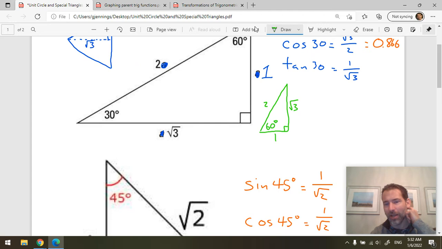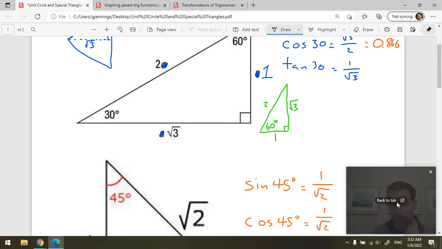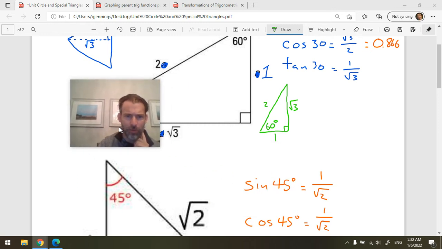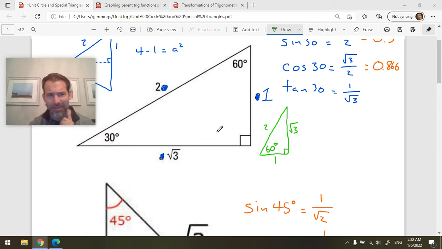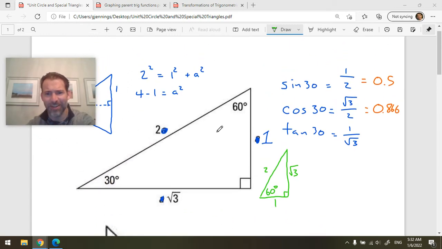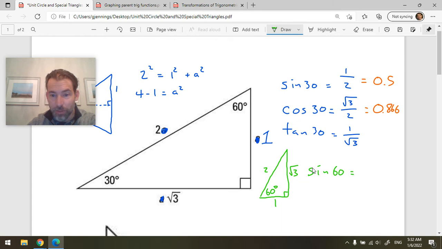Now, looking from there, I can create sine, cosine, and tangent for those angles as well. Let's just move me out of the way. You're always in the way, Mr. Jennings. So over here, sine 60. Well, that's opposite over hypotenuse. So that's actually cos 30. It's the same thing. Isn't that interesting? Sine 60 is root 3 over 2.